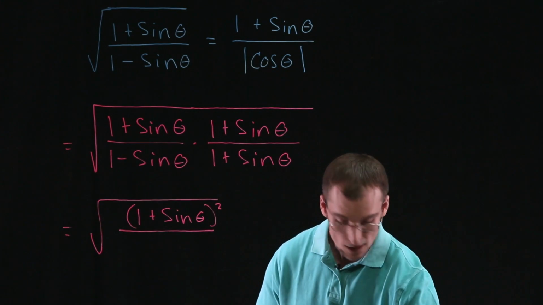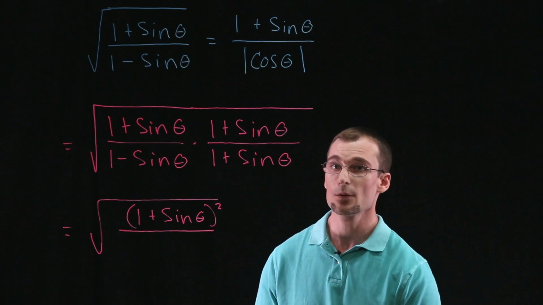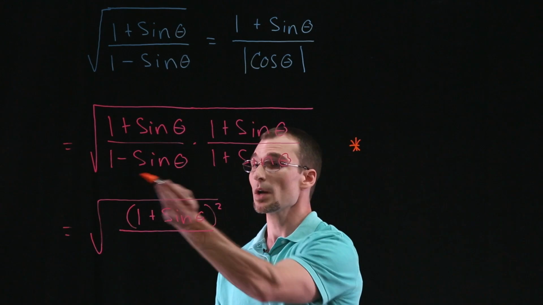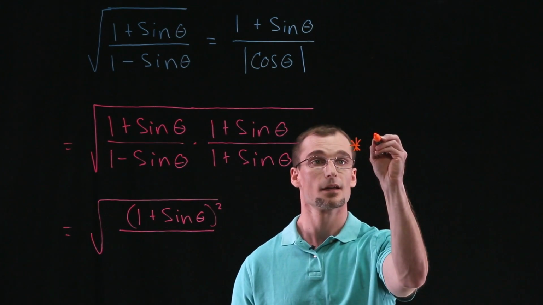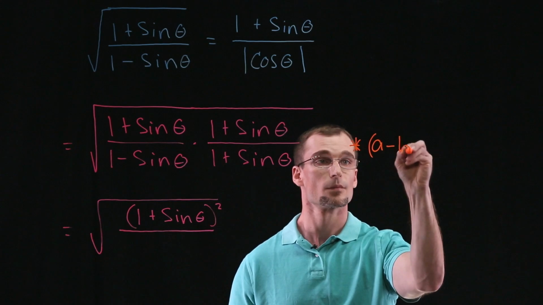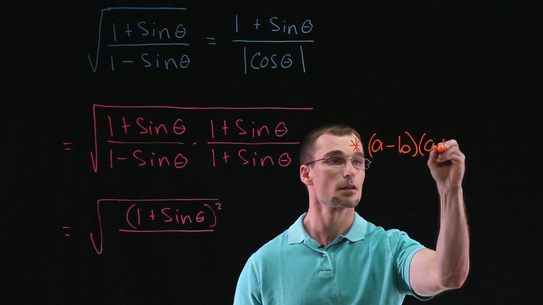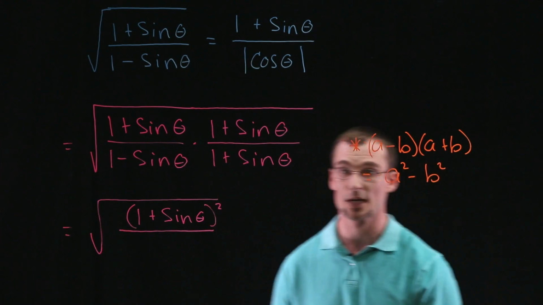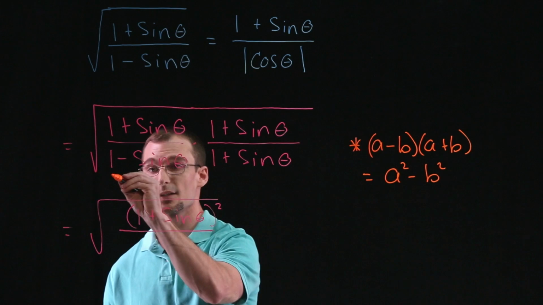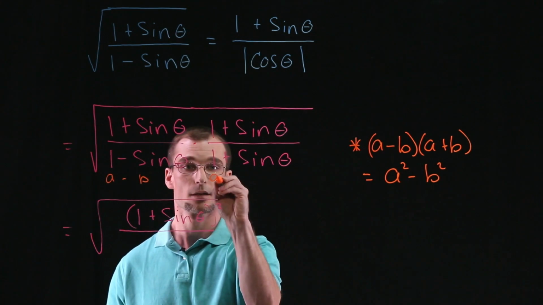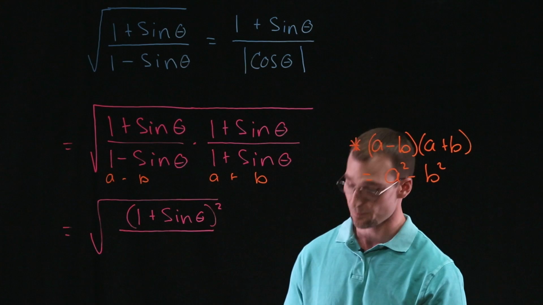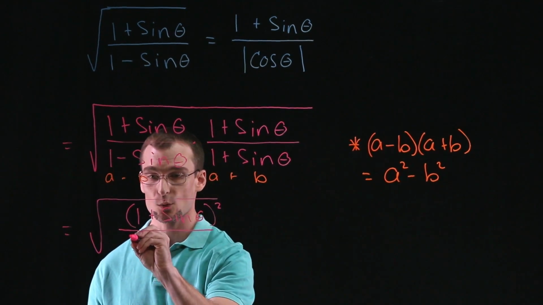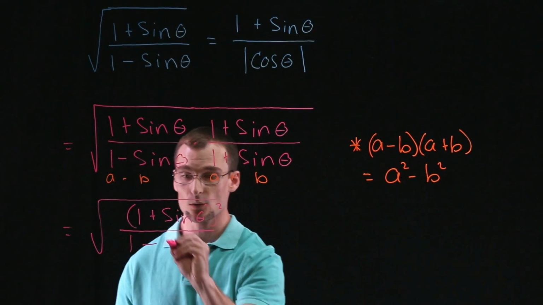And for our denominator, there are two ways that we can handle this. We can FOIL it out, or if you remember from algebra, we have 1 minus sine theta times 1 plus sine theta, and there's a formula that says a minus b times a plus b is simply a difference of squares. So the denominator is going to be a squared, or 1 squared, which is 1, minus b squared, or sine squared theta.